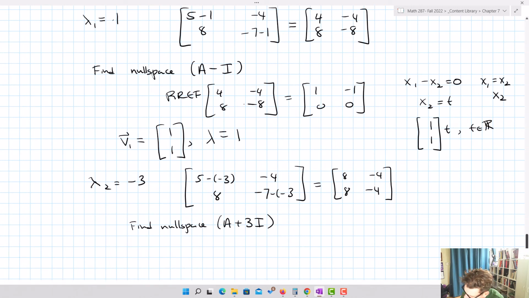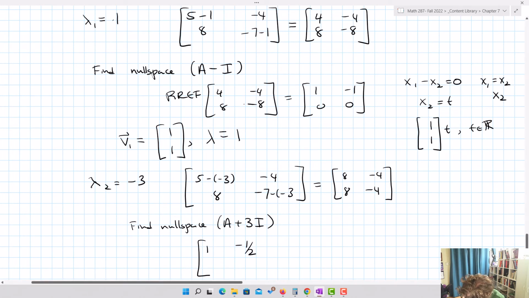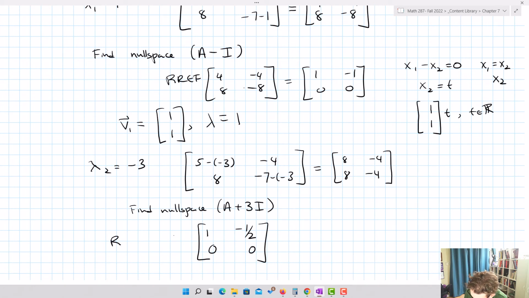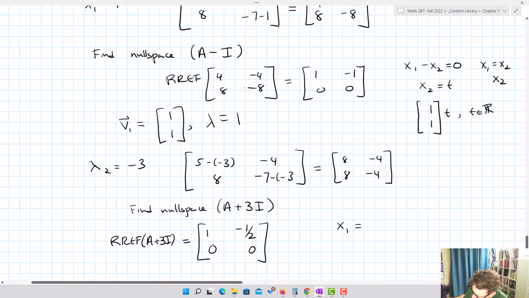because lambda is now negative 3. And what I get now is 1, negative 1 half, 0, 0. Okay? 1, negative 1 half, 0, 0. And that's my RREF. The RREF of A plus 3I ends up equaling 1, negative 1 half, 0, 0. Right? We're going to go find the null space. So we get x1 equals 1 half x2, because we're just going to subtract over. x2 is going to be free.